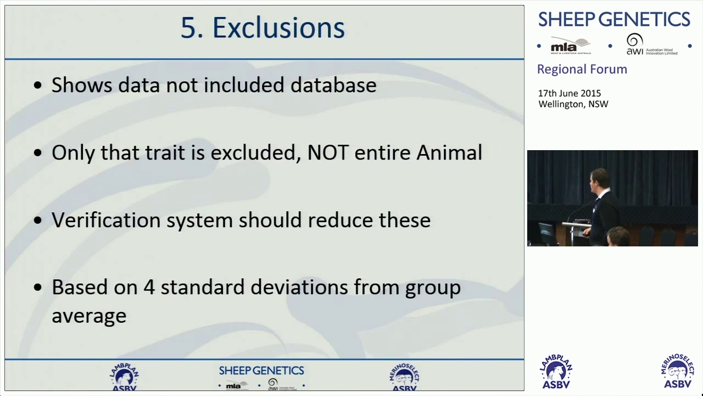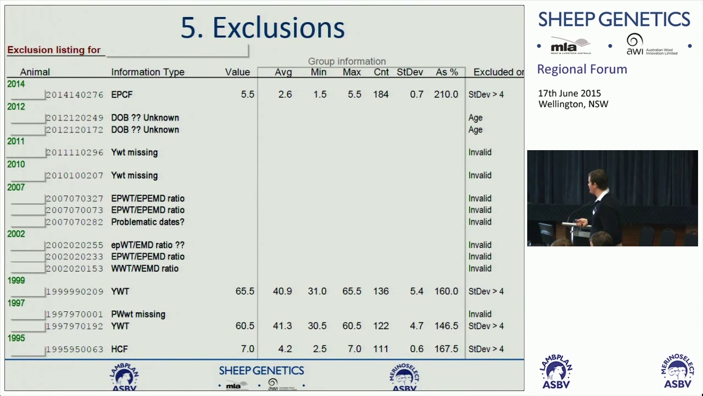Okay. So now the exclusions one. Has anyone got an exclusions list that they've received? A few people get them. So they're here to help you. They're here for a bit of an idea as to why we wouldn't be interpreting those animals properly.